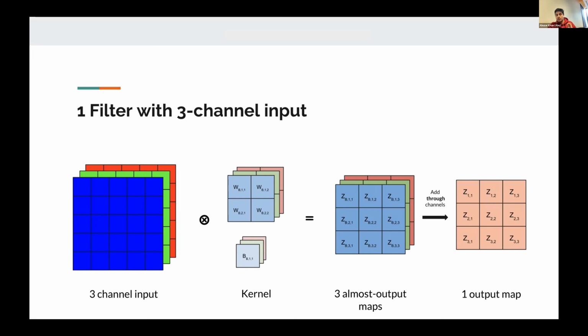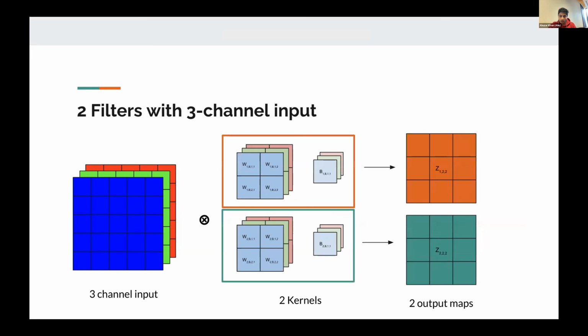Now, how does this work if we have more than one kernel, right? Well, it kind of looks like this. So what happened is we have 2 kernels. Each kernel has as many input channels as the channels present in the input image.